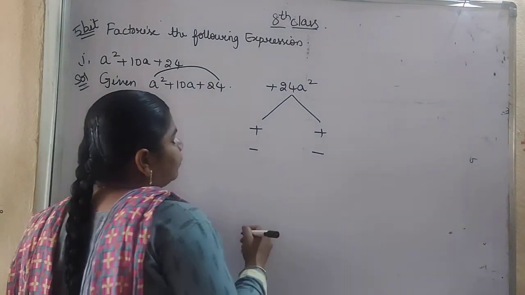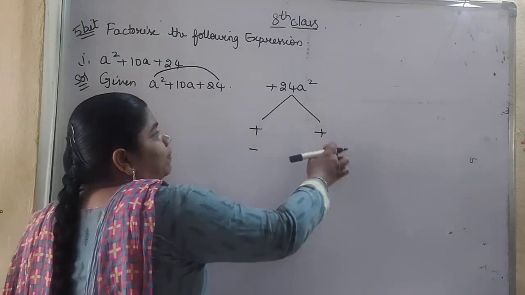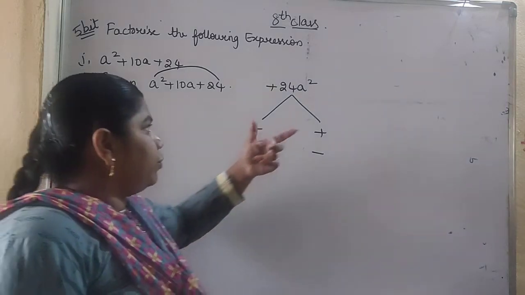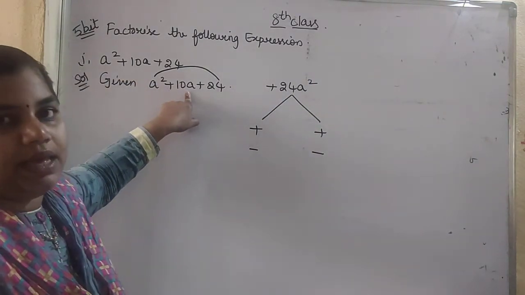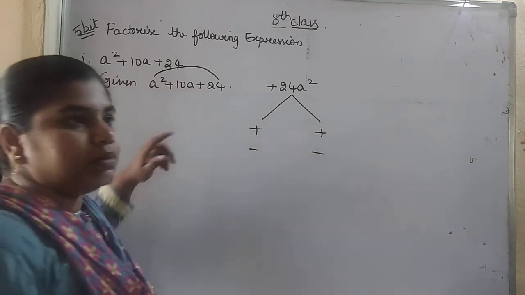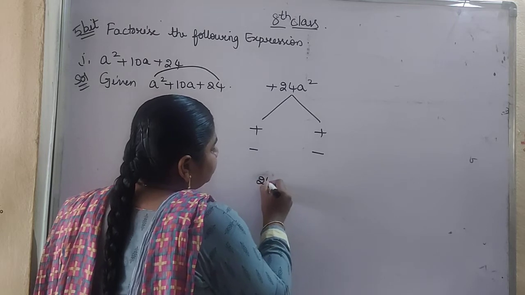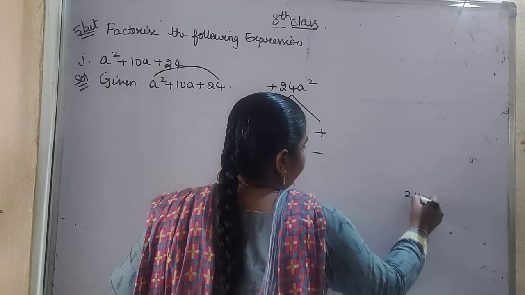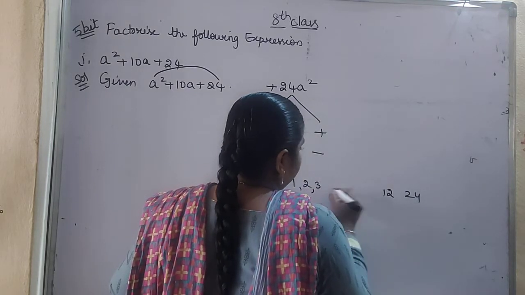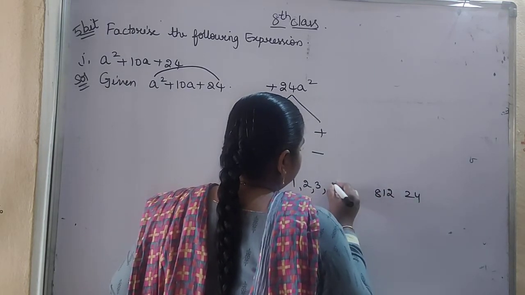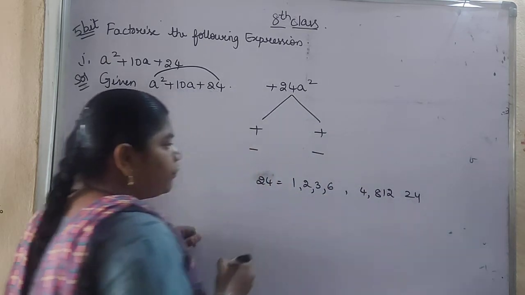So what are the factors of 24? You have to take the terms such that if you multiply, you should get 24, and if you add the terms, that should be equal to 10a. So in that way we take the multiples. The factors of 24 are 1, 24, 2, 12, 3, 8, 6, 4.